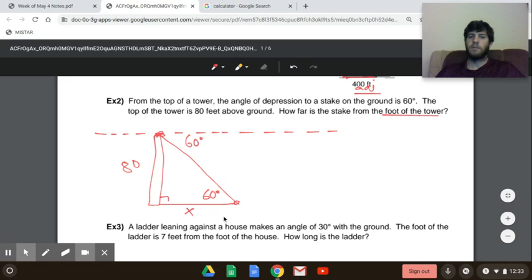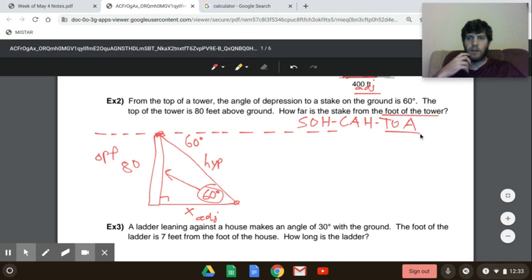Alternate interior. We now need to label the sides. So the hypotenuse is this side right here across from our right angle. We're looking at 60 degrees. 80 is across, so that's opposite. X is next to, so that's adjacent. So if we're looking at SOHCAHTOA, we have opposite and adjacent, so that's going to be tangent. So tangent of the angle. All right, and the question we ask ourselves is, are we solving for a side or an angle? We're solving for a side, so it's going to be regular tangent.